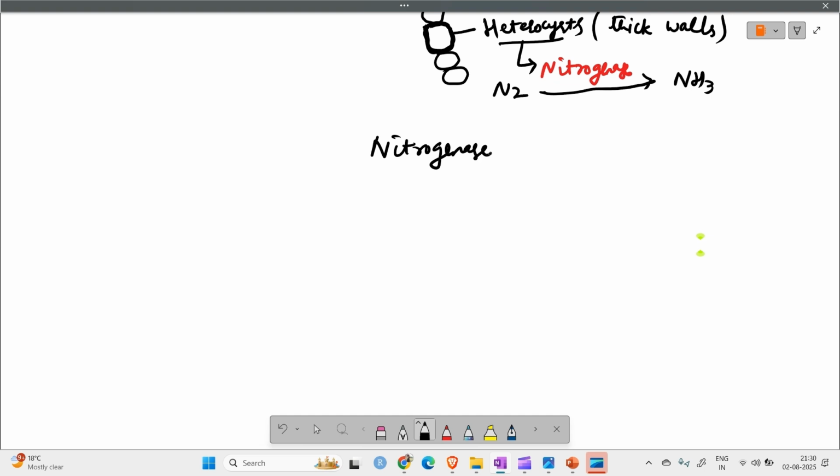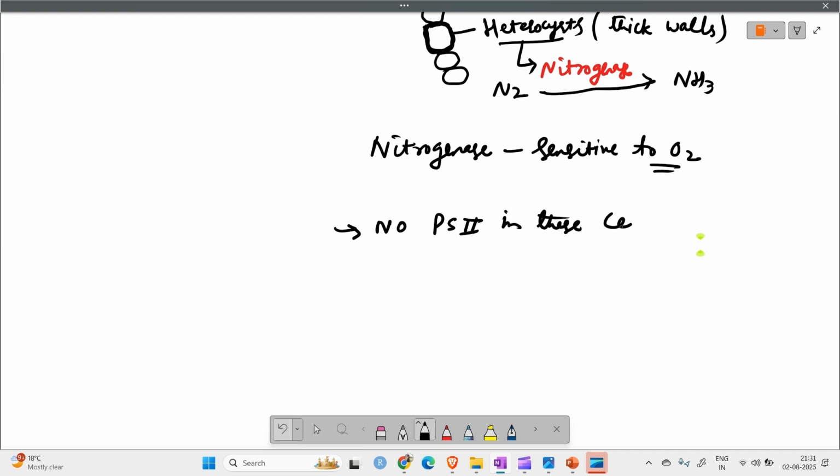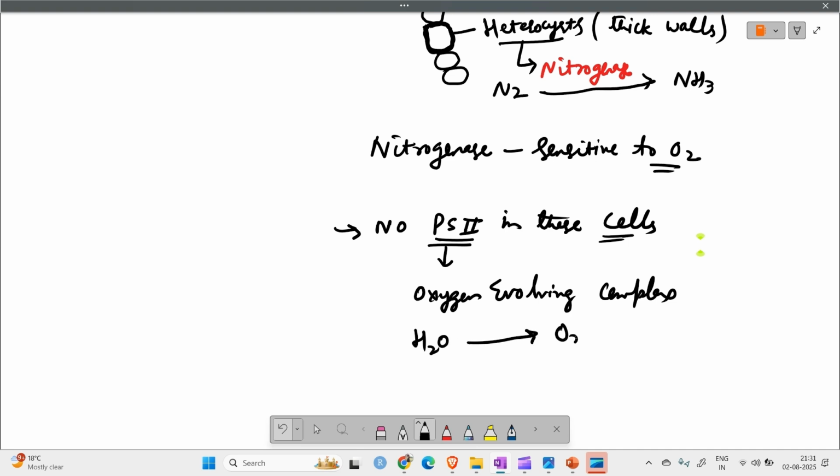Okay, nitrogenase is sensitive to oxygen. As a result, to prevent the entry of oxygen into these heterocysts containing nitrogenase, they form thick walls. As well, there is one more adaptation, which is that there is no PS II, photosystem II, in these cells. Why? Because this PS II has the oxygen evolving complex, which breaks water into oxygen plus hydrogen ions plus electrons.